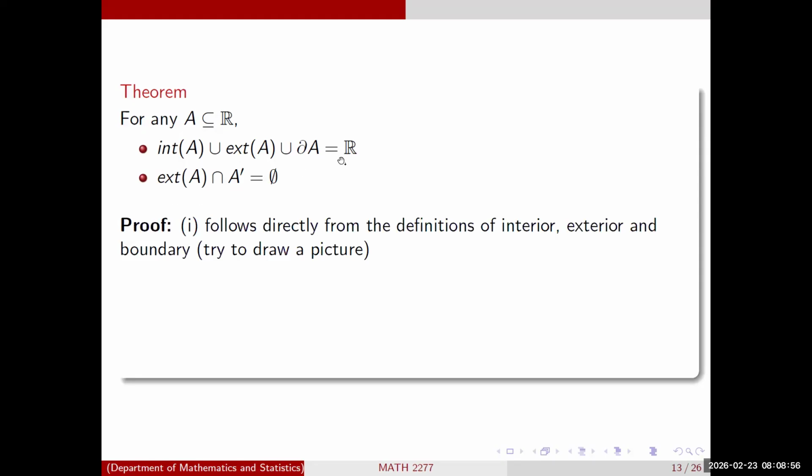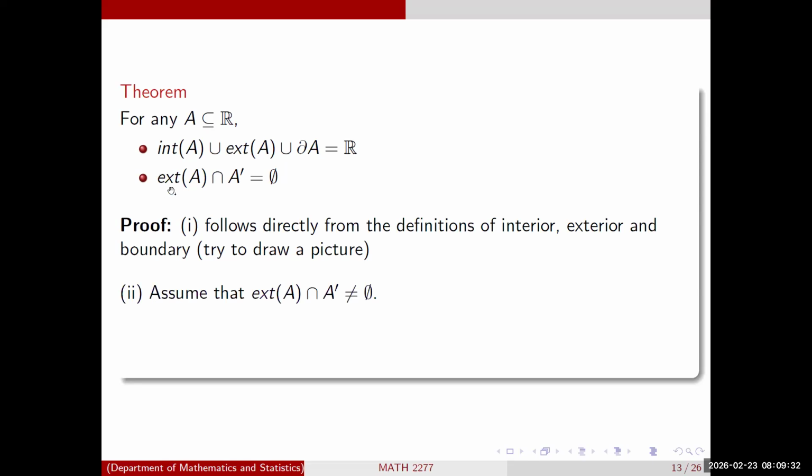The proof of this first one follows directly from the definition of the interior, exterior, and boundary. I put here, try to draw a picture. That picture was the picture we just saw previously. So this first one is pretty straightforward. Just look at the definition of interior, exterior, and boundary side by side, and you will see that if you have a real number, it has to be in one of these.